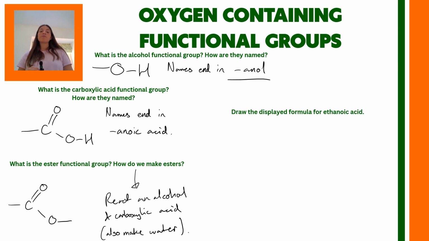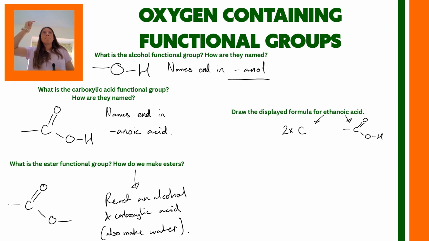So draw the displayed formula, for example, for ethanoic acid. So what I'm thinking here is that the prefix means 2 carbons, my elephant, F, good, 2, and anoic is my suffix here, and that means I belong to the carboxylic acid functional group. And so I know I'm going to be using that functional group as well.